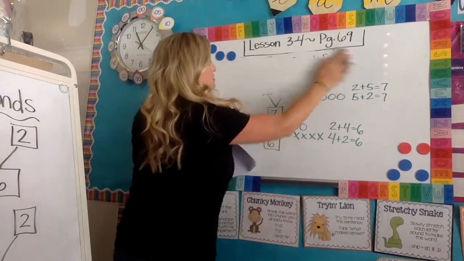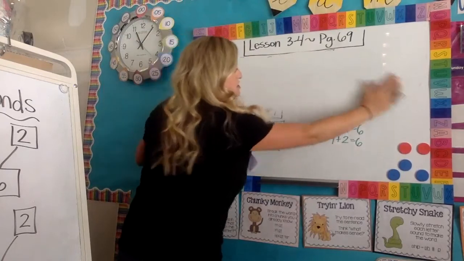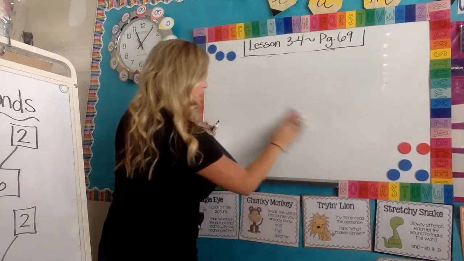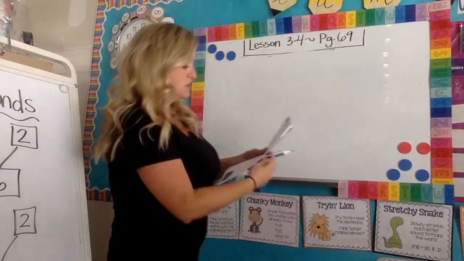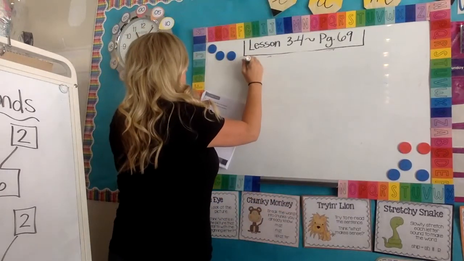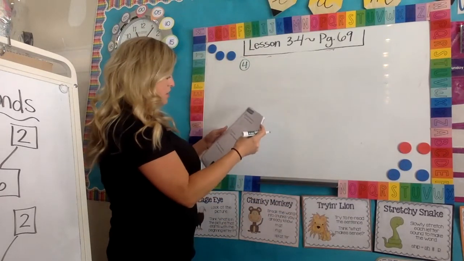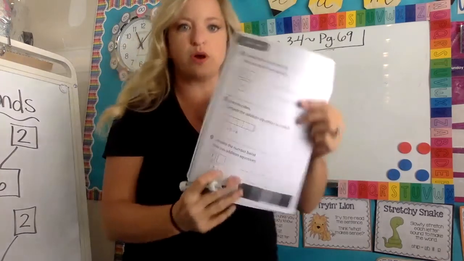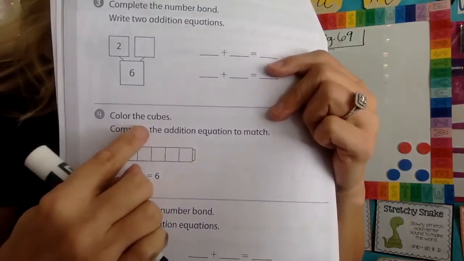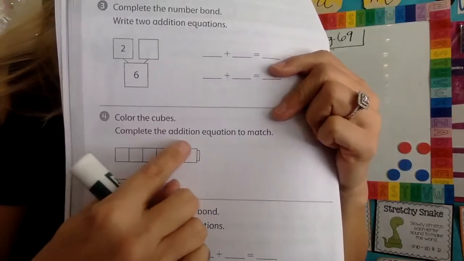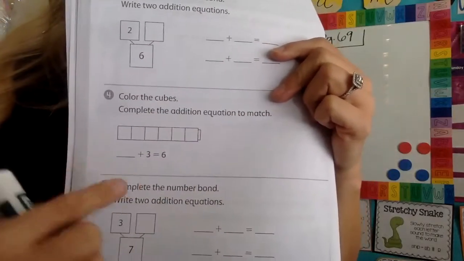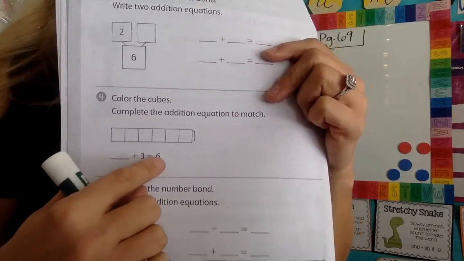Again, at any point during these videos, you should pause, rewind. If I said something that doesn't make sense, watch it again, write down questions, have a grown-up text me or call me with questions. Number 6, color the cubes. Complete the addition equations to match. So blank plus 3 equals 6.